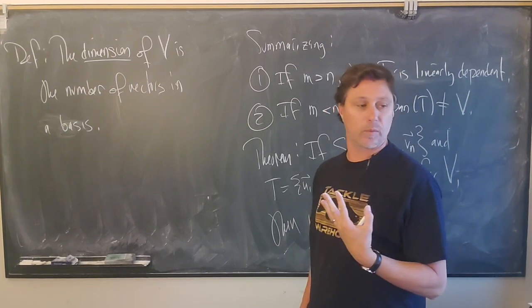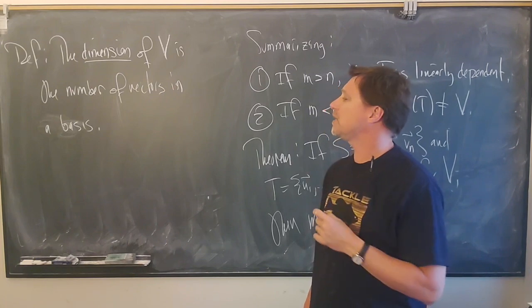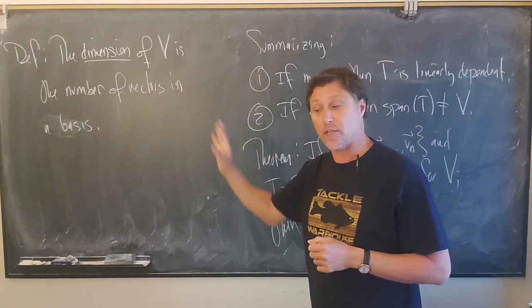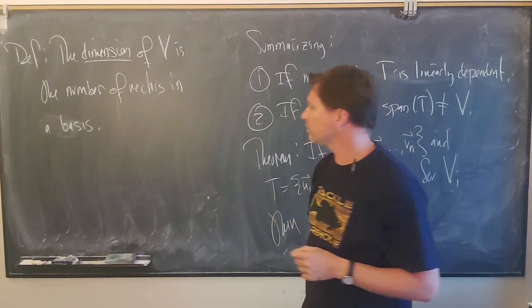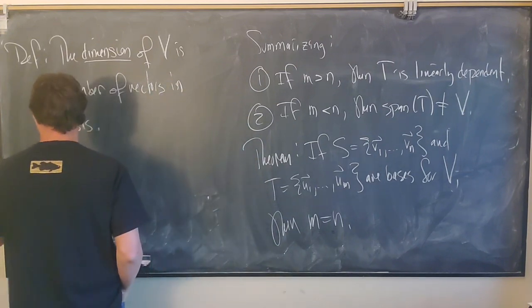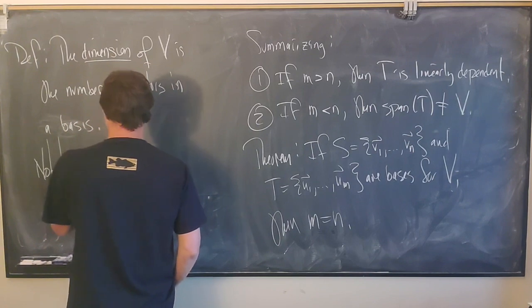I was always intrigued when I was younger. I was intrigued by this notion of dimension. What is it? What exactly is dimension? Well, now we know. In the vector space setting, dimension is the number of vectors in a basis. The notation, we write dim V.